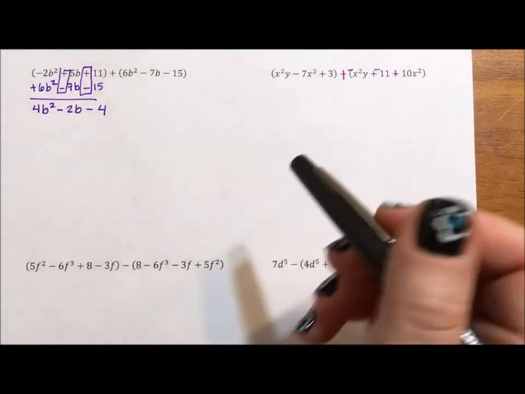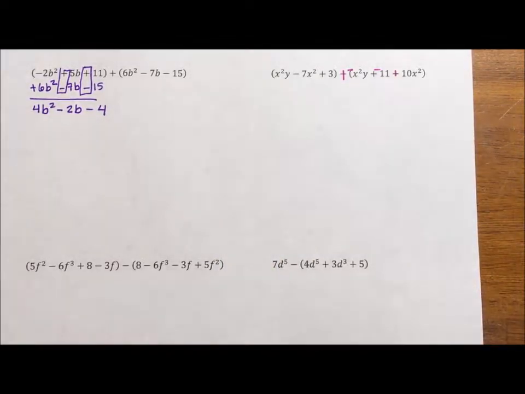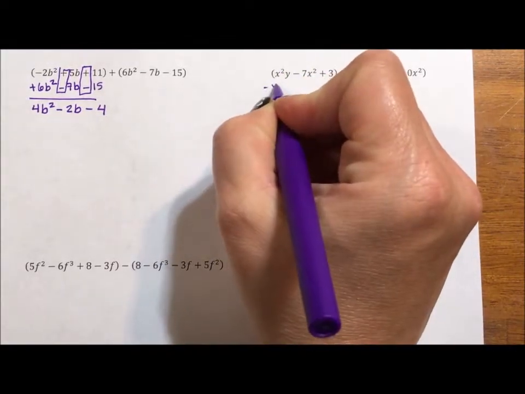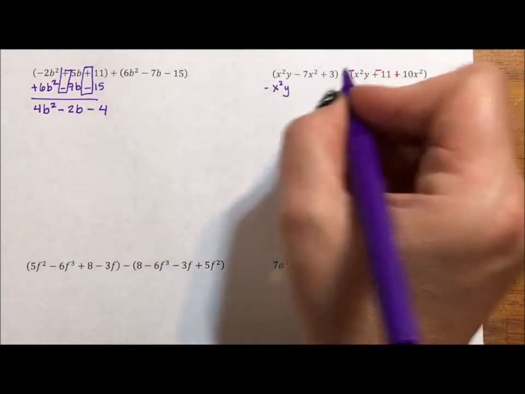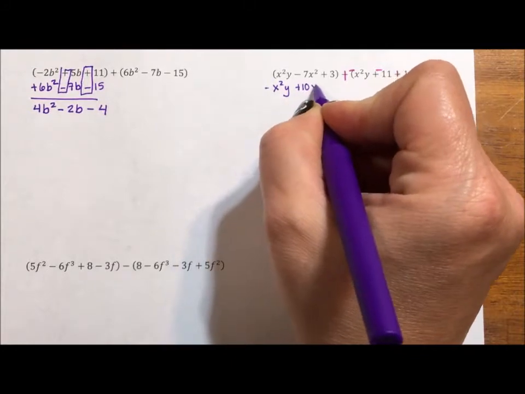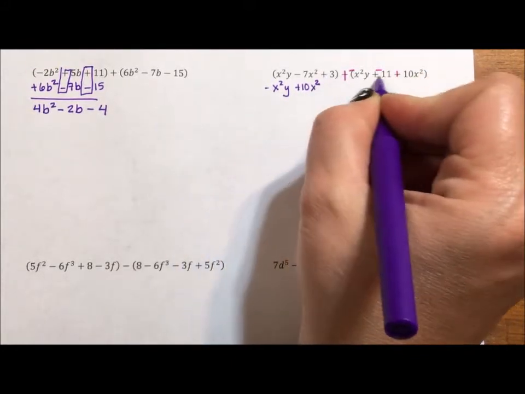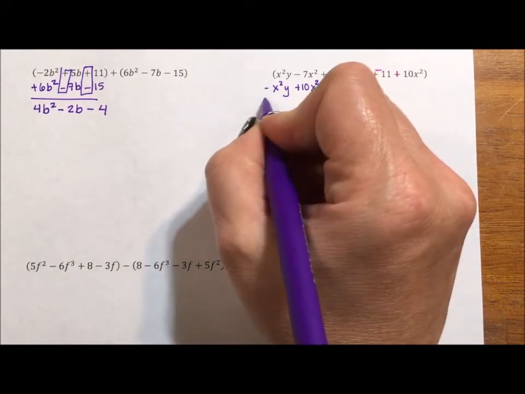So I have this x squared y, negative x squared y. I have a negative 7x squared. I have a positive 10x squared. I have a positive 3. I have a negative 11.